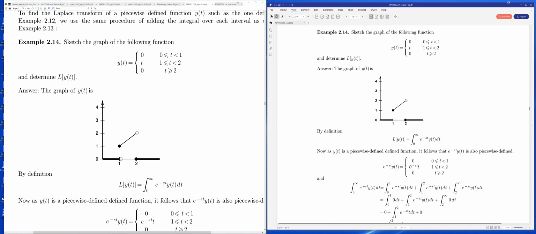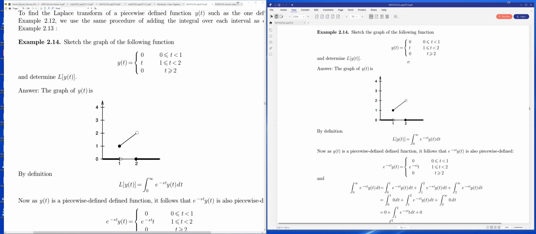Now you can put it in from here, or you could actually just skip this step here. When you're working out this integral, you're going to break it up according to the pieces that you have. Either way it would work. So between 0 and 1, your y of t is equal to 0, so you put that in, and you're just going to get 0 over here. Between 1 and 2, the y of t is equal to t, so you put that in also.